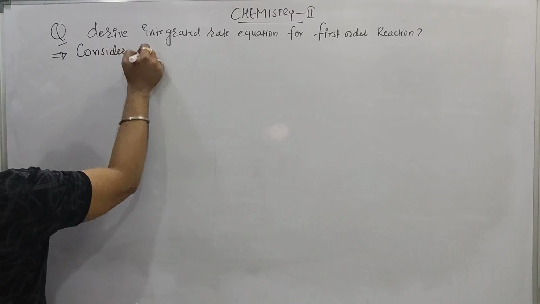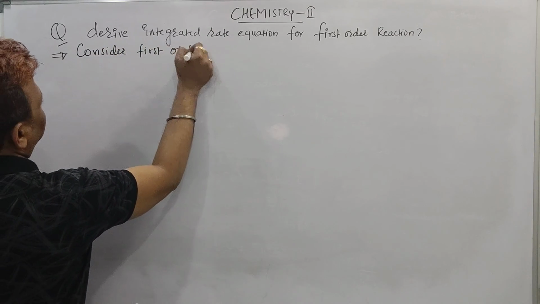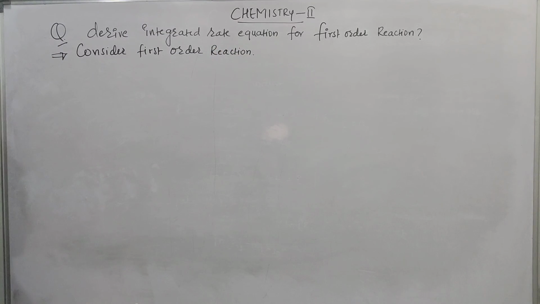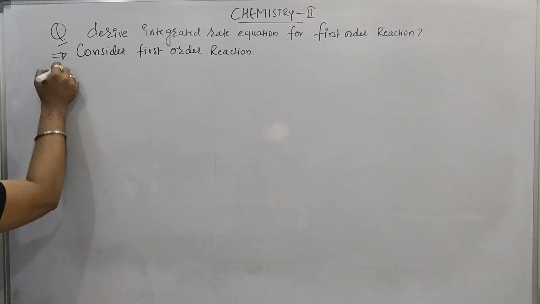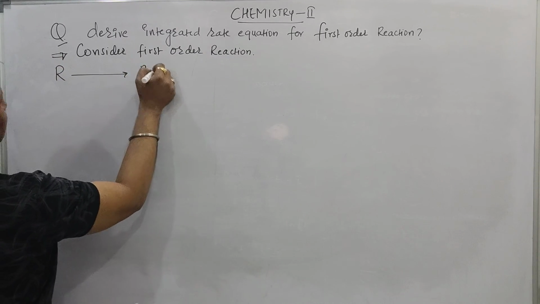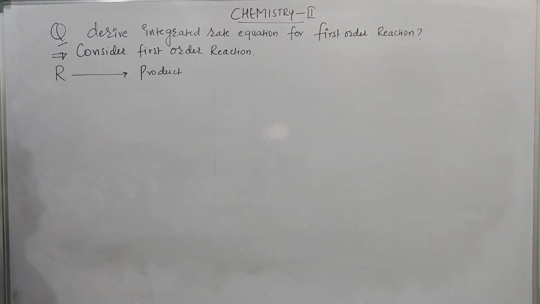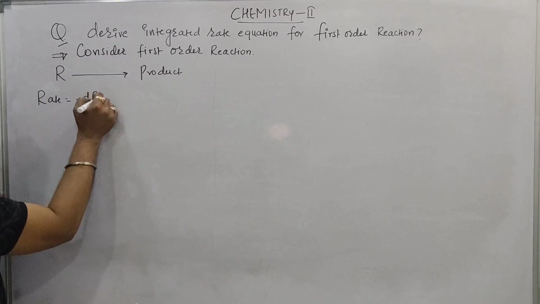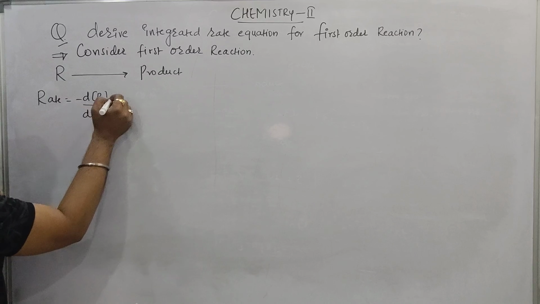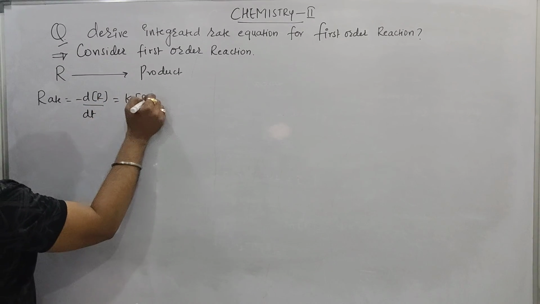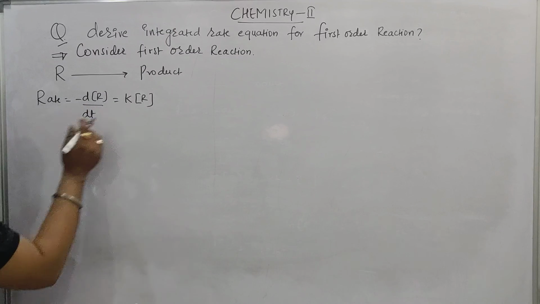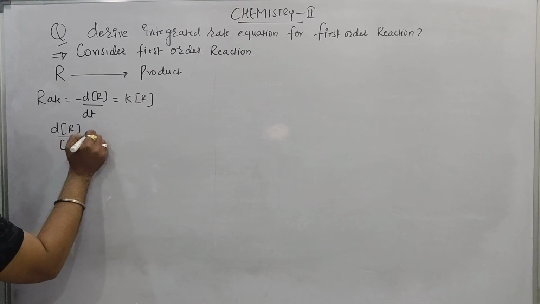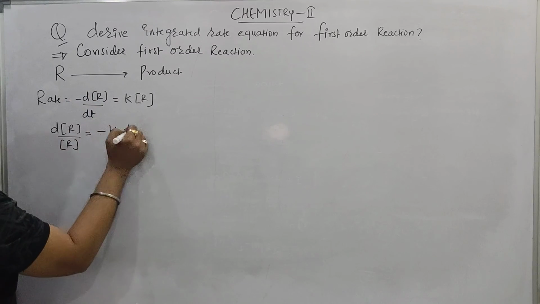Consider a first order reaction. What is the first order reaction we can consider? We can write R is a reactant, and it will be converted into product. For this reaction, we write the rate. How to write the rate? Rate is equal to minus d concentration of R by dt, that is equal to K concentration of R. If you rearrange it, d concentration of R by R equal to, the negative sign goes here, minus K into dt.